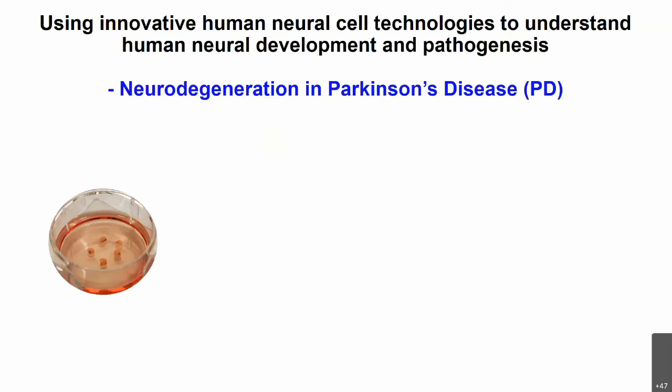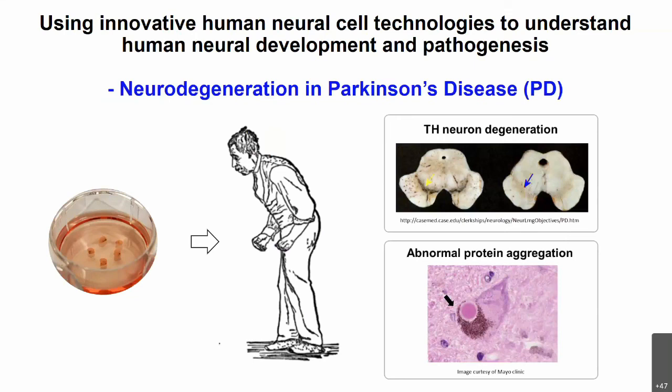This is what I'm trying to do, right? You have a dish of organoids, and we want to use this to model a really age-linked neurodegeneration disease such as Parkinson's, which has certain pathological hallmarks, right? One is TH neuron degeneration, as you can see by the depigmentation in the substantia nigra in the patient's brain, as well as abnormal protein aggregation. This particular one is known as Lewy body.